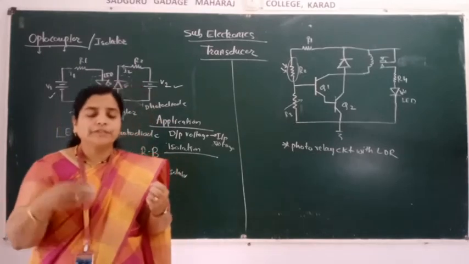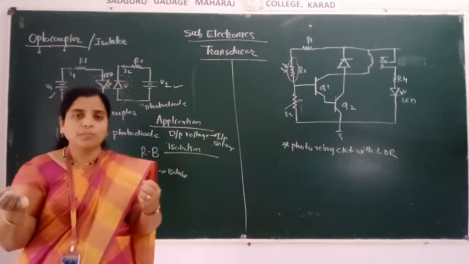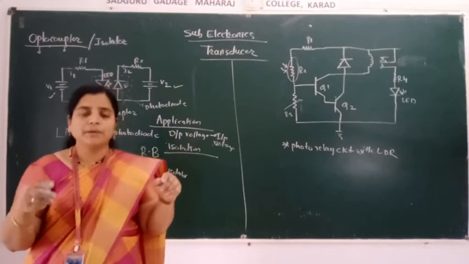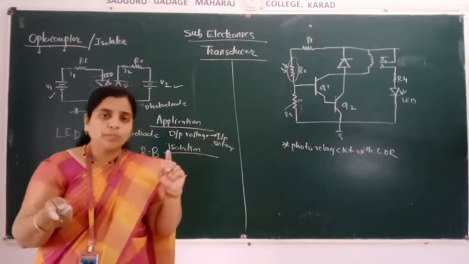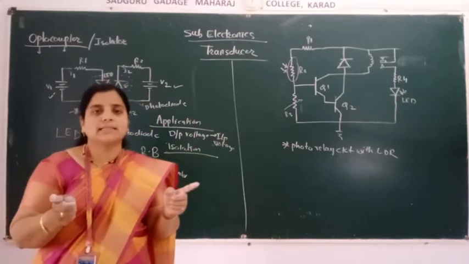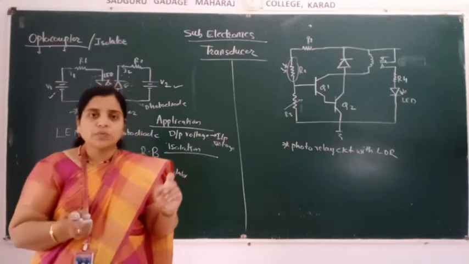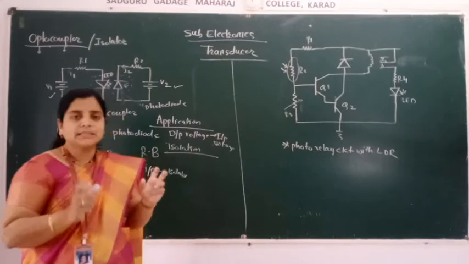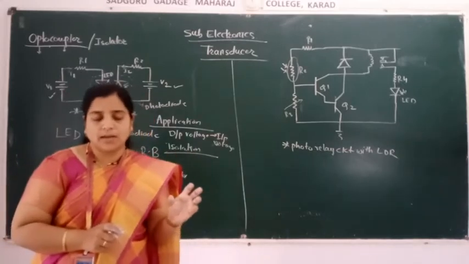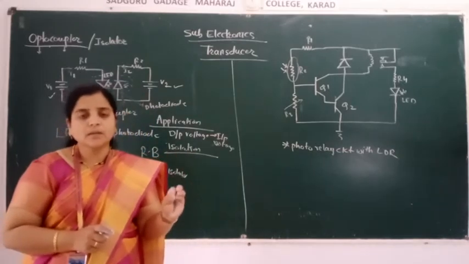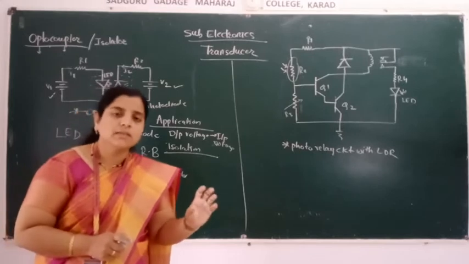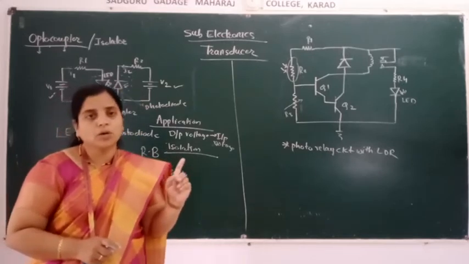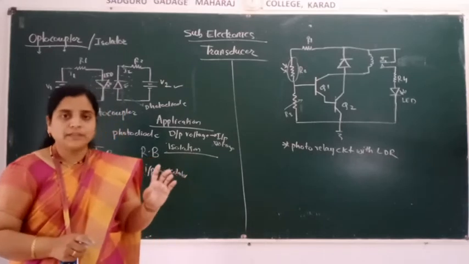So whatever output you are getting depends on the input. If you give more input, you will get more output. So this output depends on input, meaning what? It is the isolator. One of the applications is, if the output depends on the input, it is used as an isolator circuit. The optocoupler is also used as an isolator. So this is one of the applications of the optocoupler. Do all of you understand this?